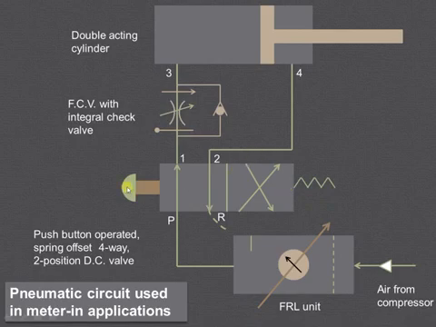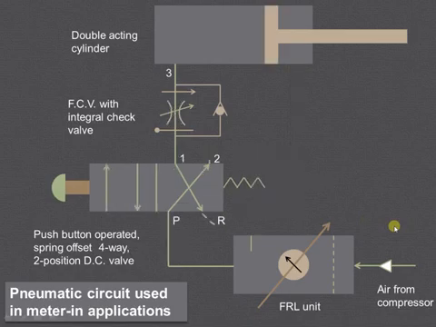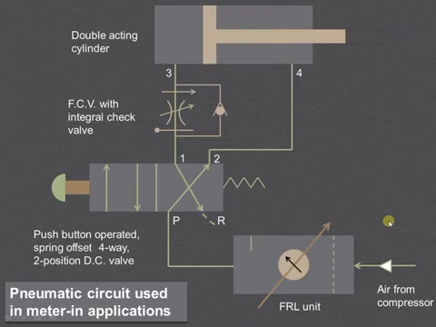Now when we operate this push button in such a way that we get the right envelope mode, let us see what will happen. Again, air from the compressor enters into the FRL unit, and now it will enter into port P. Now we are in the right envelope. From P it will enter 2 and from 2 to 4, and it will cause this particular piston to retract inside the cylinder.